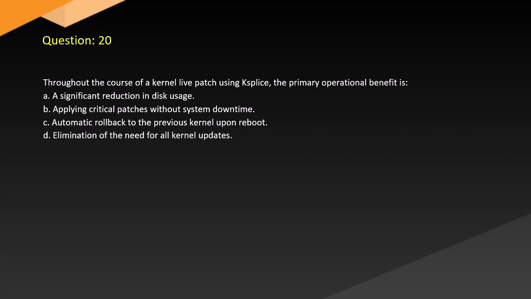Question 20. Throughout the course of a kernel live patch using Ksplice, the primary operational benefit is: A. A significant reduction in disk usage. B. Applying critical patches without system downtime. C. Automatic rollback to the previous kernel upon reboot. D. Elimination of the need for all kernel updates.